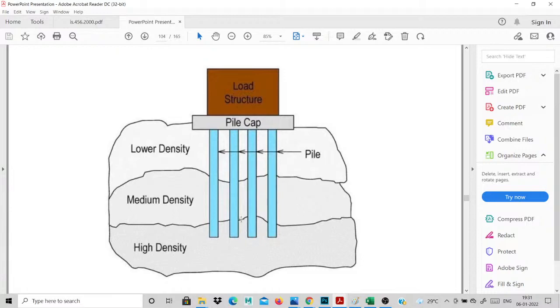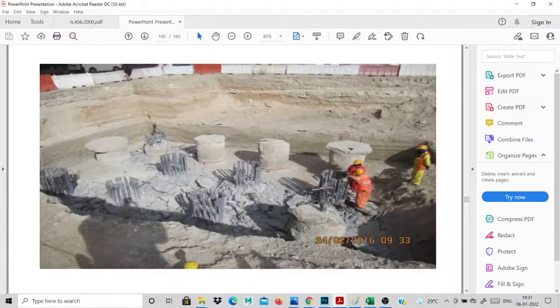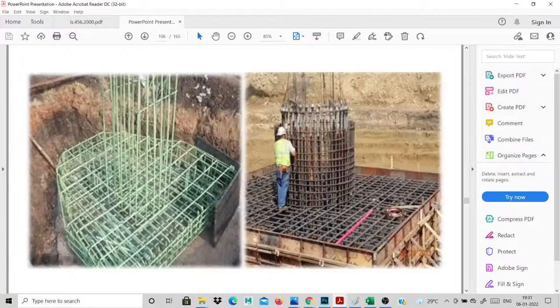Then this is my 4 pile. I chose a 4 pile cap, a 4 number pile cap. Then the normal structure, the normal column, will go on it. That is an important one. This is the pile, and this is the part below. This is the part above the ground for your pile. This is our pile cap. See, this is our pile cap. Then this is our normal column.